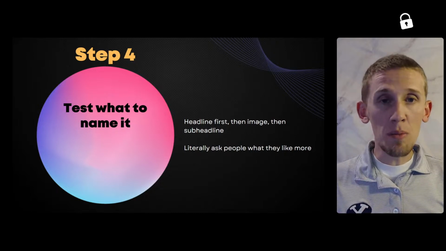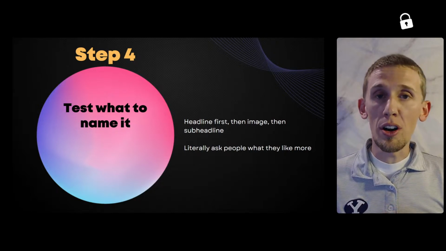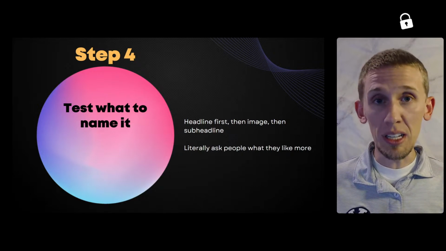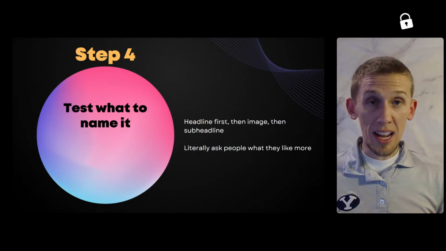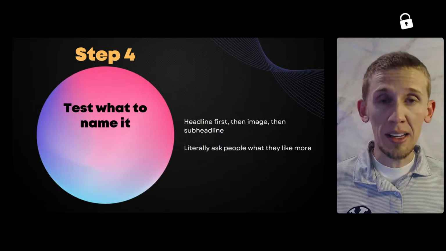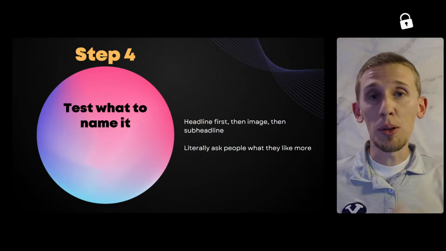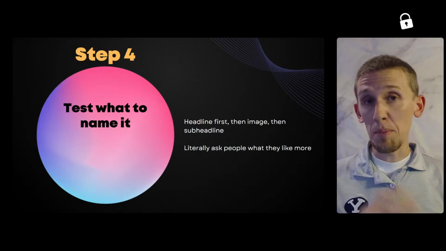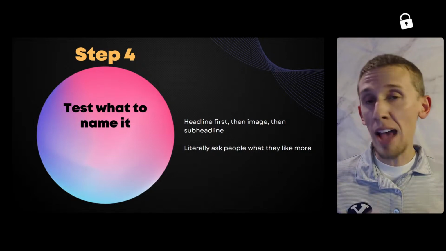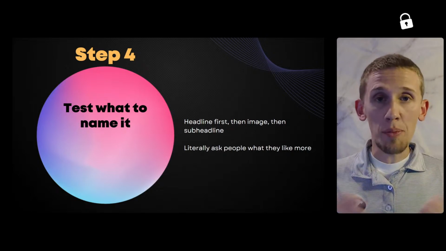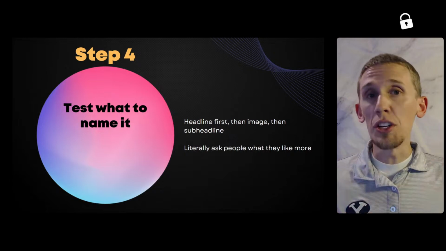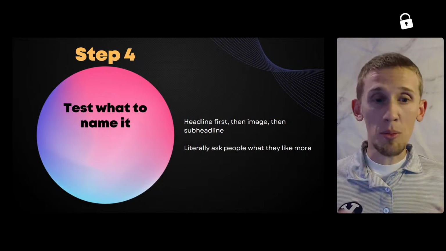So step number 4 is you're going to test what to name it. Now, naming is pretty important to what your lead magnet is, because that's going to be the first thing that your potential lead can see. The name of your product or your lead magnet is a good hook into getting people into your world. So in order to determine what is the best name for it, you're literally going to ask people what they think. Give them 2 options. Say, is this better than this, or what do you prefer? And give them a choice, A or B.